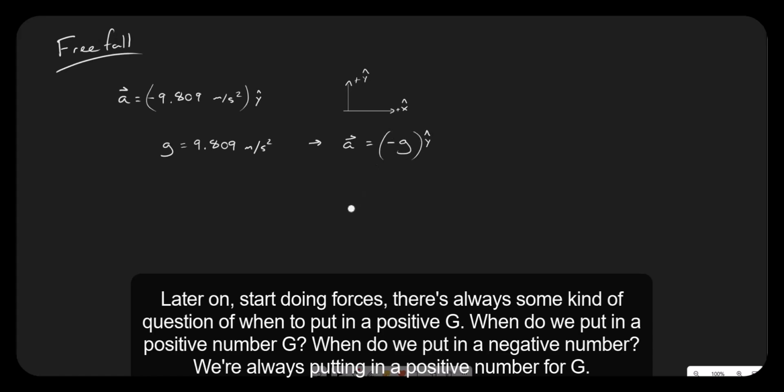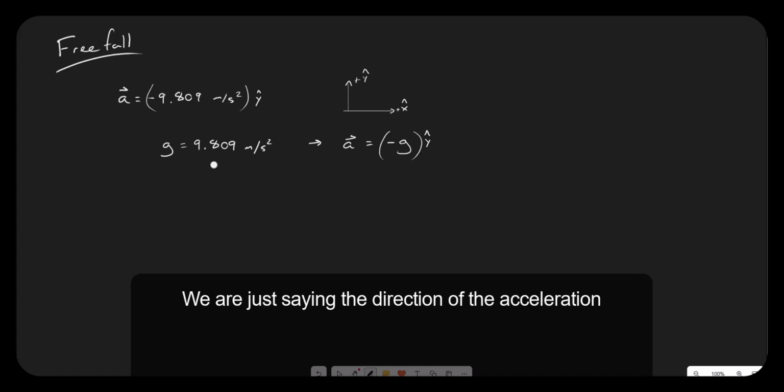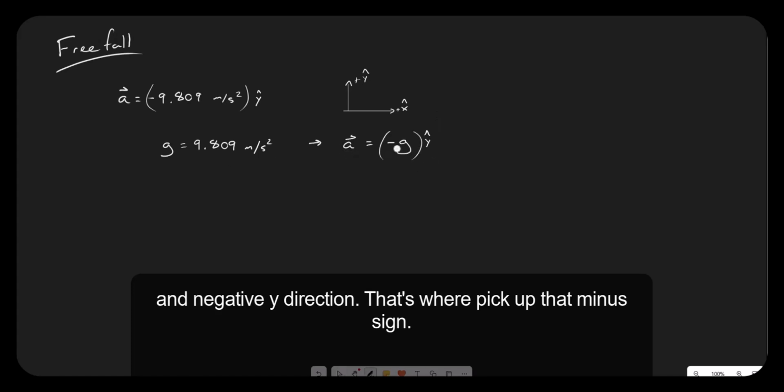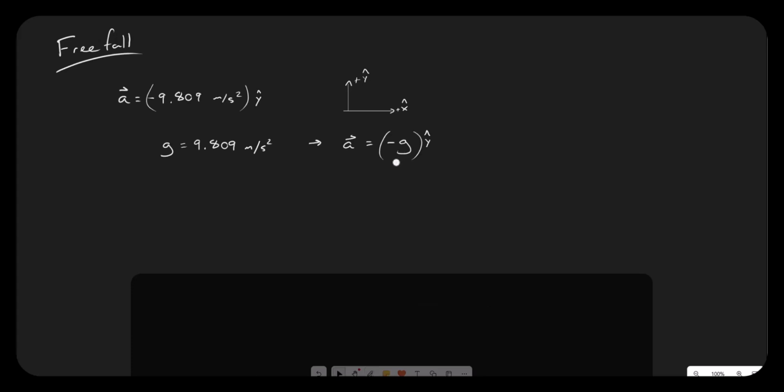Later on, when we start doing forces, there's always some kind of a question of when do we put in a positive g, when do we put in a positive number for g, when do we put in a negative. We're always putting in a positive number for g. We are just saying the direction of the acceleration is in the negative y direction. That's where we pick up that minus sign.